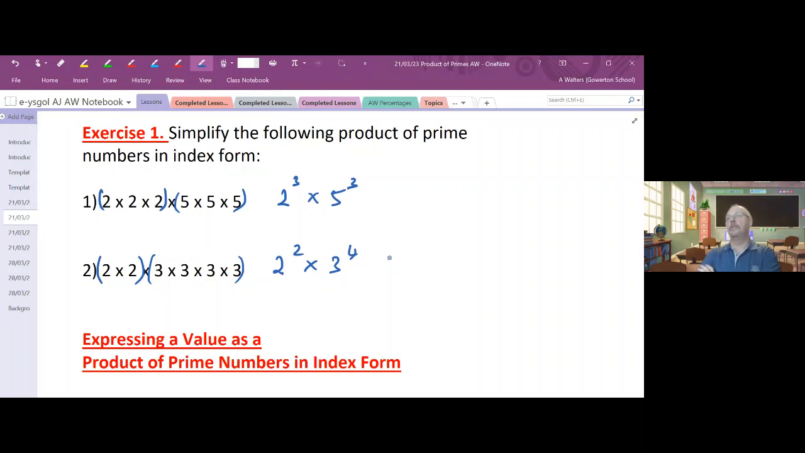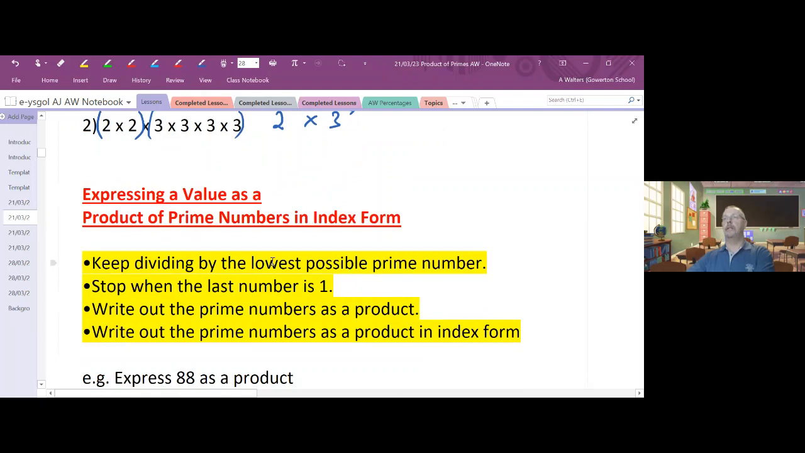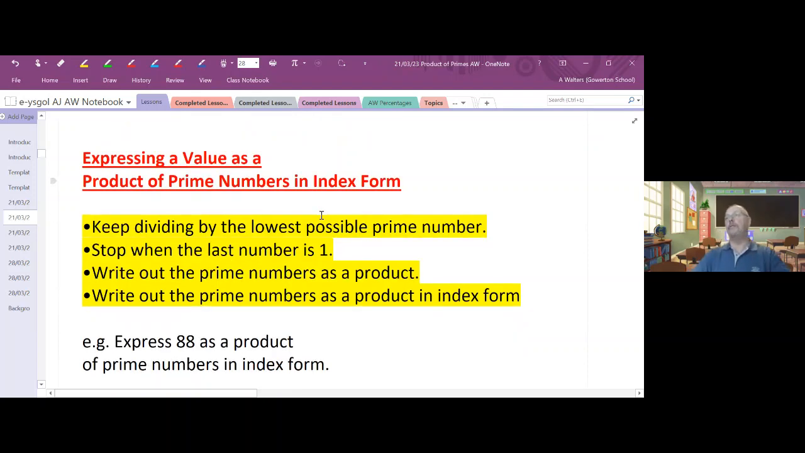Okay, so using those skills now, I'm going to move on and do a typical exam question for 3 marks. This is how it'll be worded. It'll ask you to express a value as a product of prime numbers in index form. And that is one way of doing the work. There are 2 ways that people tend to use. This is what I've adopted, and I will show the other way quickly.